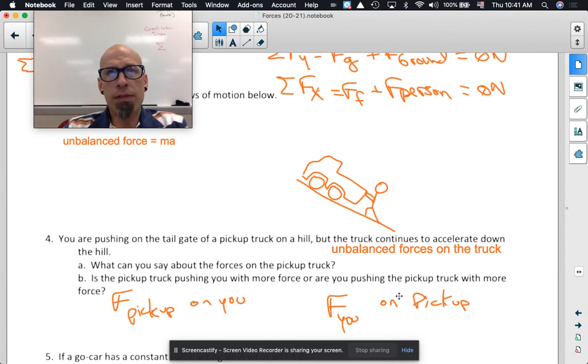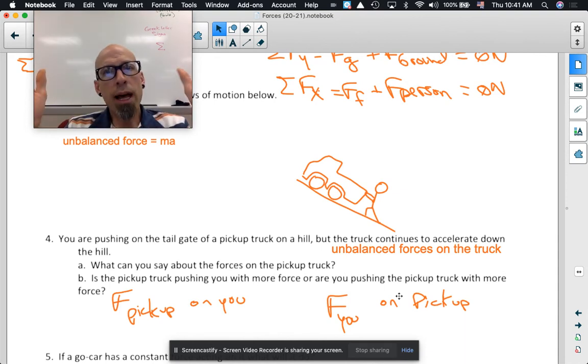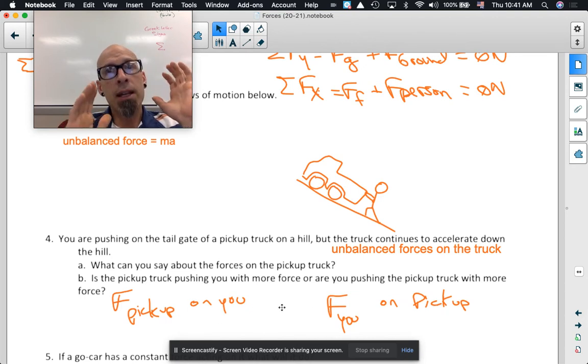But that does not change the fact that what you do to the truck comes back to you. No more, no less. Same thing, because that's the third law. And again, many of you can quote it, but you don't really believe that it's true. If you did not say that those two forces are equal, then you do not believe the third law. I hope you believe it by the time you take the test.